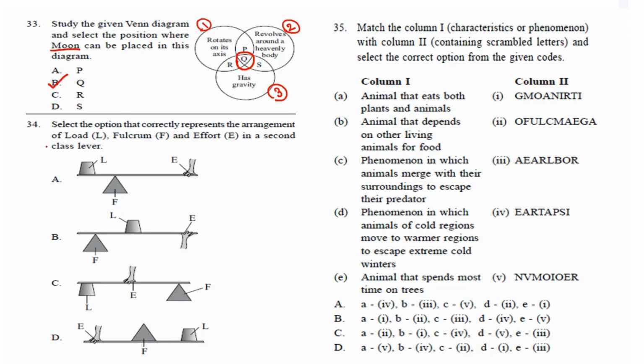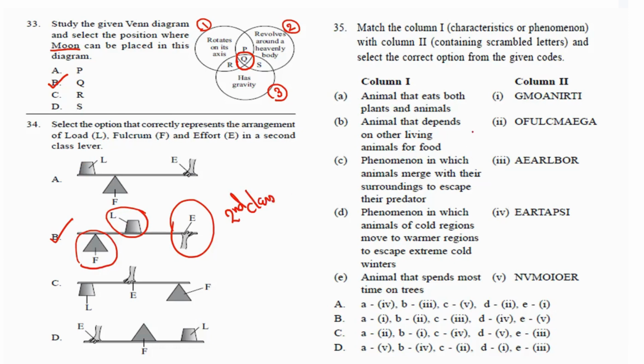Coming to question number 34. Question number 34 says, select the option that correctly represents the arrangement of load, fulcrum, and effort in a second class lever. So as we all know, in a second class lever, the load is in between the fulcrum and the effort. So in the picture here, in option number B, you will see that the load is in between the effort and the fulcrum. So this indicates the second class lever, right?